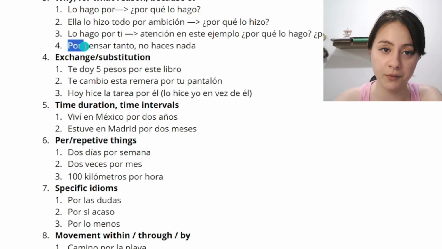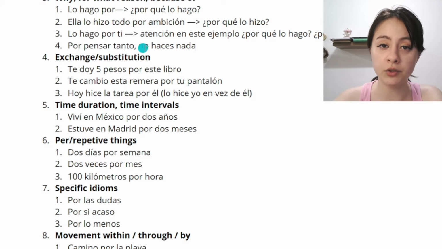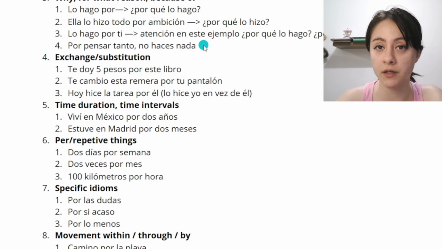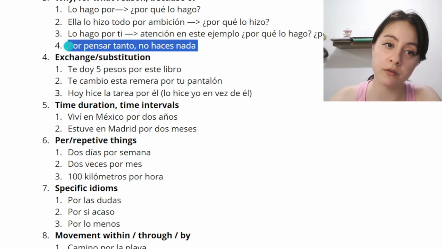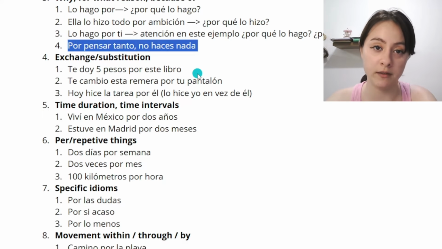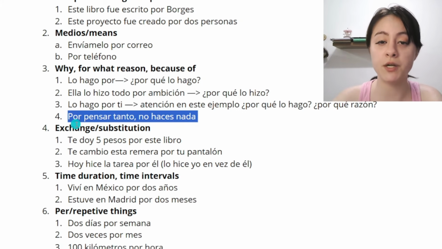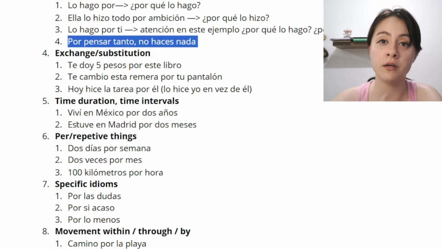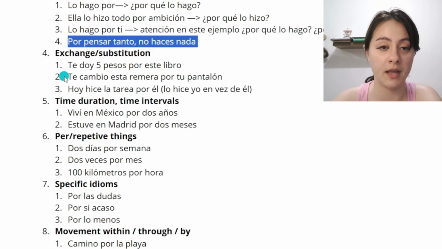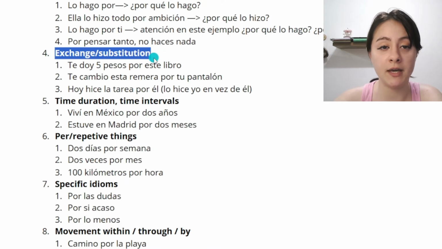Another example, por pensar tanto, no haces nada. Because you think so much, you do nothing. Or because you're thinking so much, you're not doing anything. So here it has the function of because of.